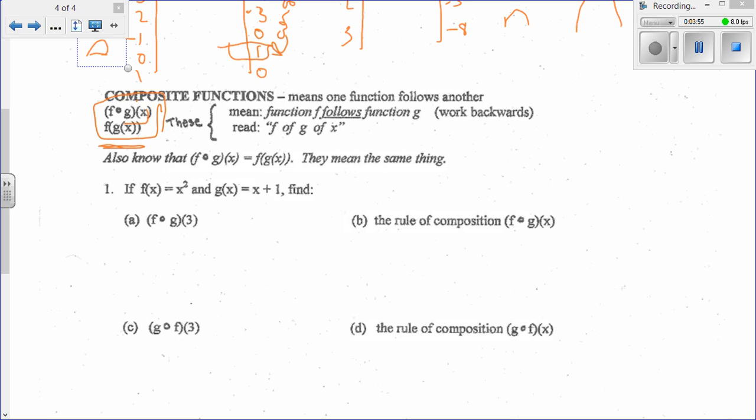Okay, so f of g of x equals f of g of x. They are exactly the same. They're spoken exactly the same. They just look different when you write them.